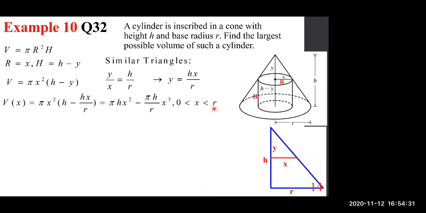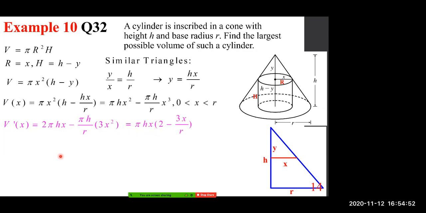Let's differentiate. Pi h is fixed times 2x, so 2 pi h x minus pi h over r, which is fixed, times 3x squared. All right, so we can factor out the pi and h and x. This is just elementary algebra, okay? So pi h x times 2 minus 3x over r. Why are we doing that? Because remember, we are looking for critical points.